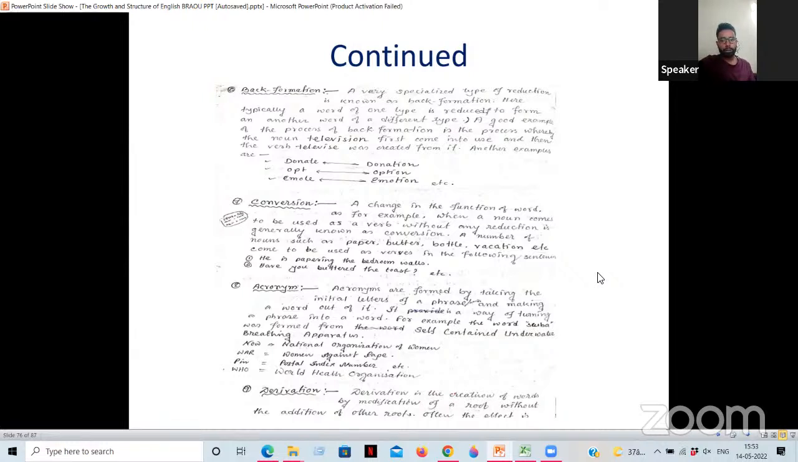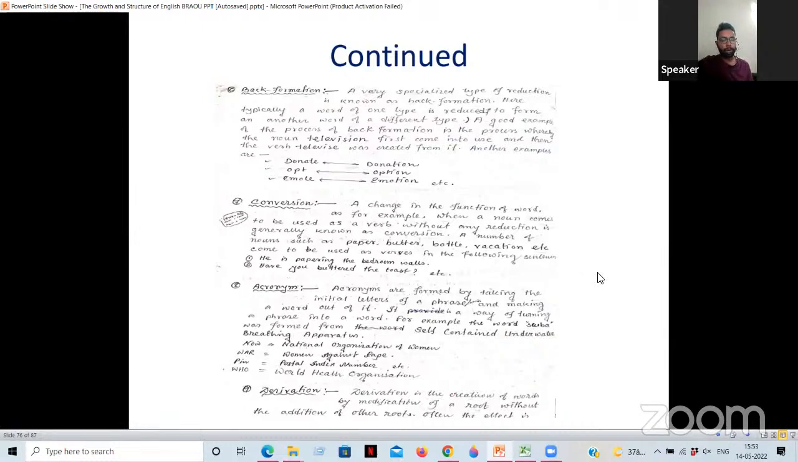Another one is conversion. In conversion, what happens is also a kind of back formation. Conversion is also a kind of back formation, but here we do not omit some portion to make another word. Here the actual word will be there, and we will use it in another form.